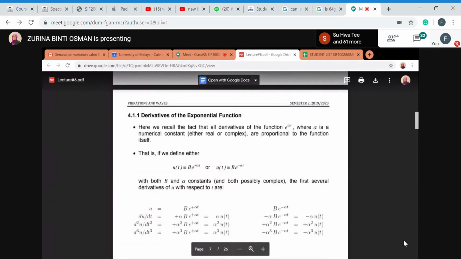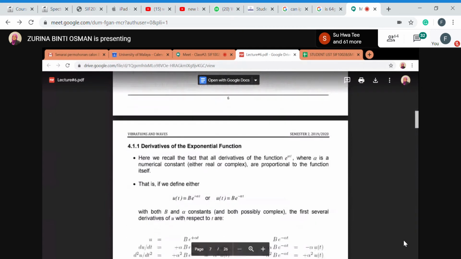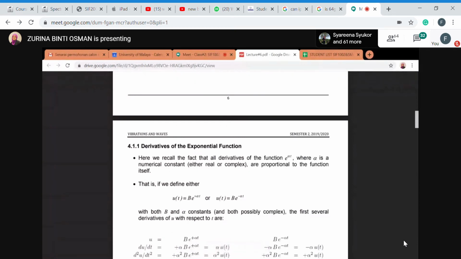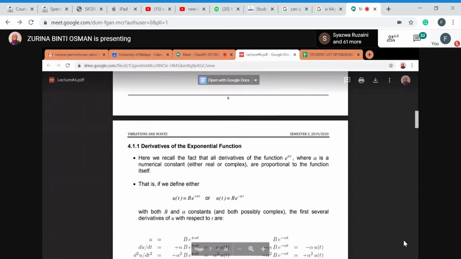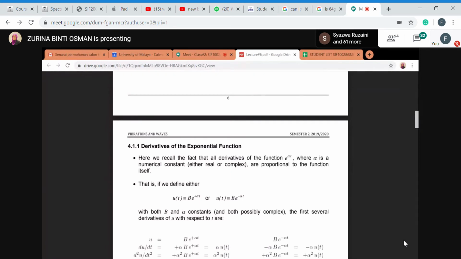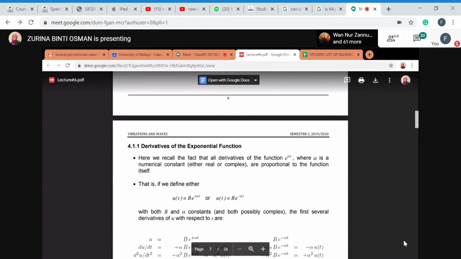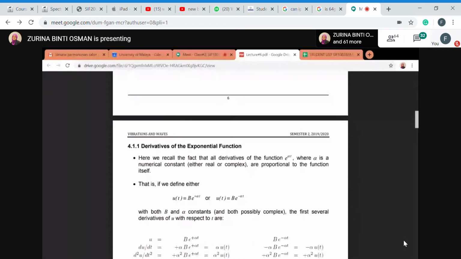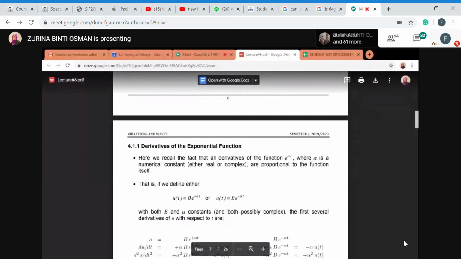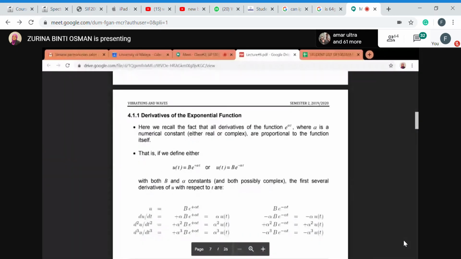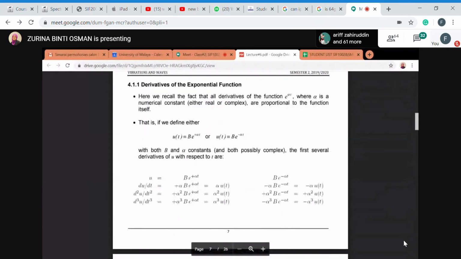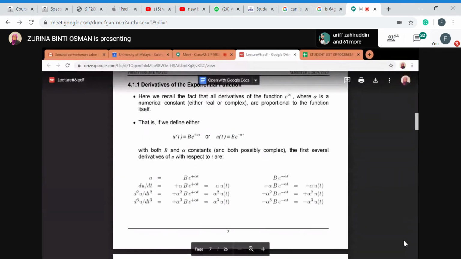Other than that, this is the derivative of the exponential function. Here we recall the fact that all derivatives of the function e^{αt}, where α is a numerical constant, either real or complex, are proportional to the function itself. So both B and α are possibly complex constants. The several derivatives of u with respect to t, here I will give up to 3. So you can look through this.